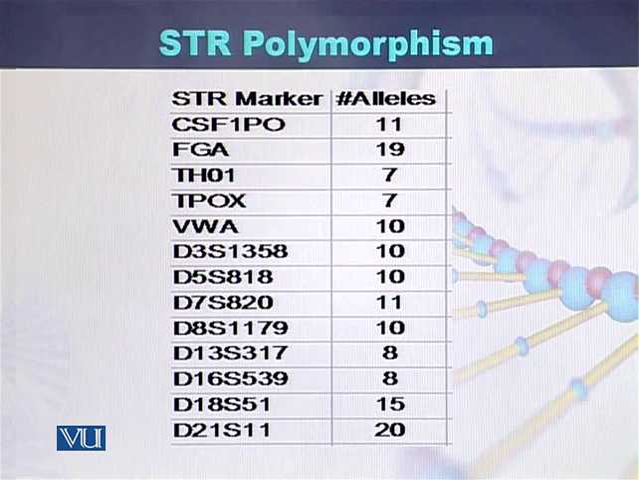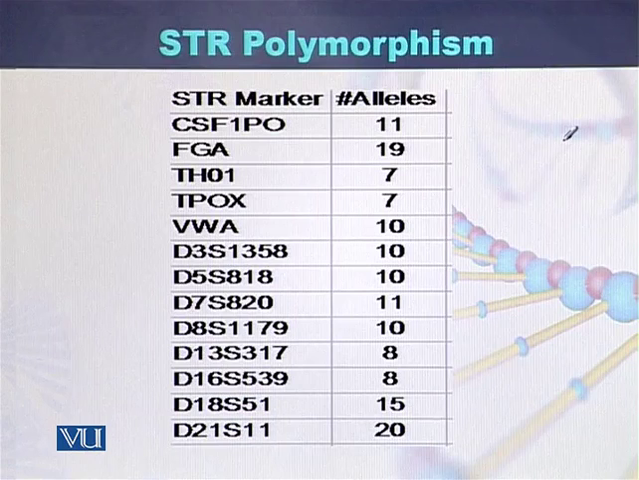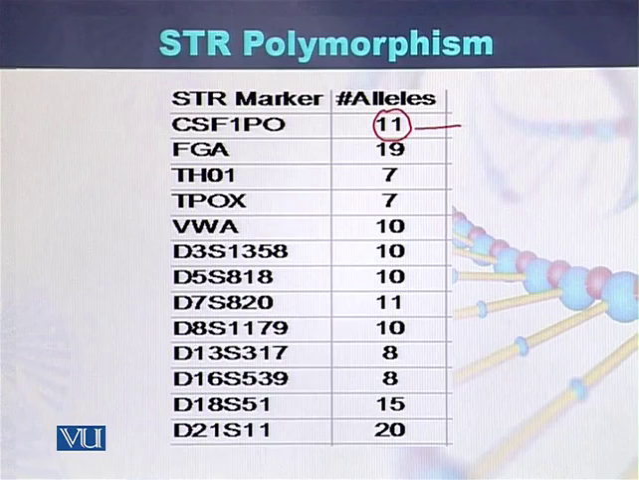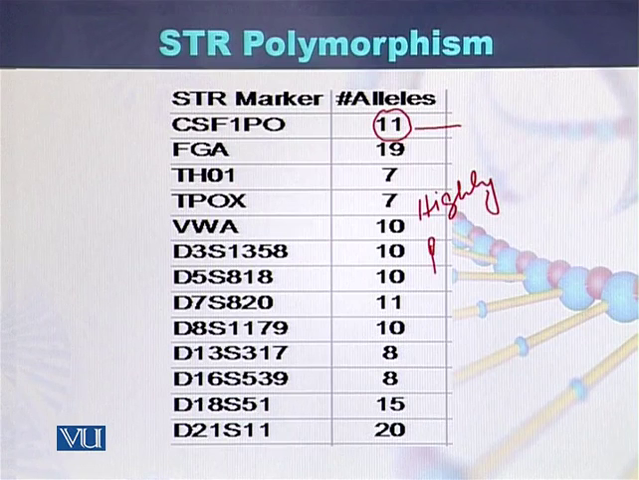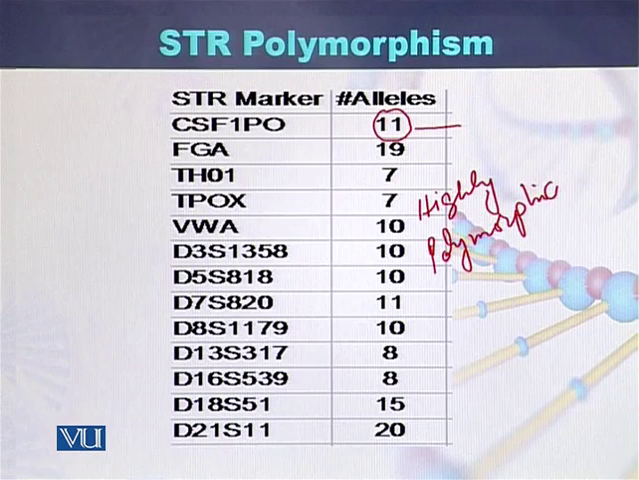All these markers used in DNA forensics have multiple alleles. In the case of all these markers, we can see a lot of variation. Let's say in this marker, there are 11 alleles. So there are 11 different fragments or repeated regions present in this marker. All these markers are highly polymorphic, and highly polymorphic markers are used in DNA forensics.